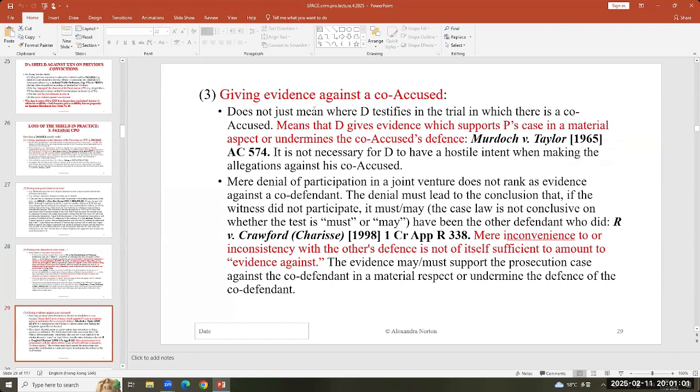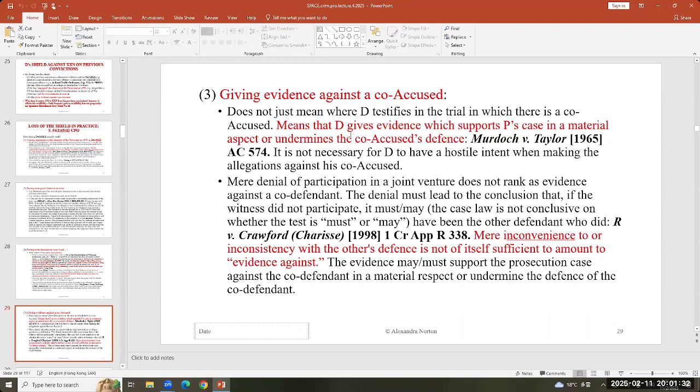And then the last exception can be where the defendant has testified against a co-accused. But remember, that means that he has to give evidence that either supports the prosecution case in a material aspect or undermines his co-accused's defense. So the classic example of that is where a defendant runs a cutthroat defense. In other words, he says, he's defendant A, he says, it wasn't me, it was B. And B says, it wasn't me, it was A. So that's the cutthroat defense situation.